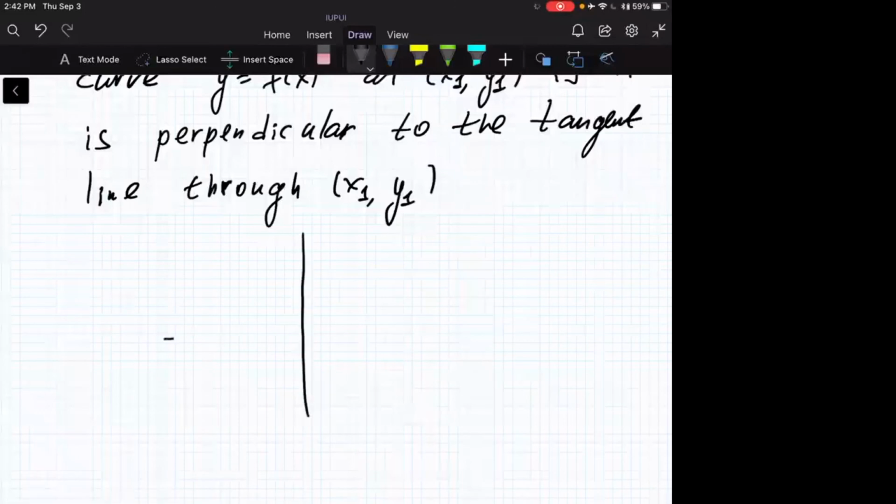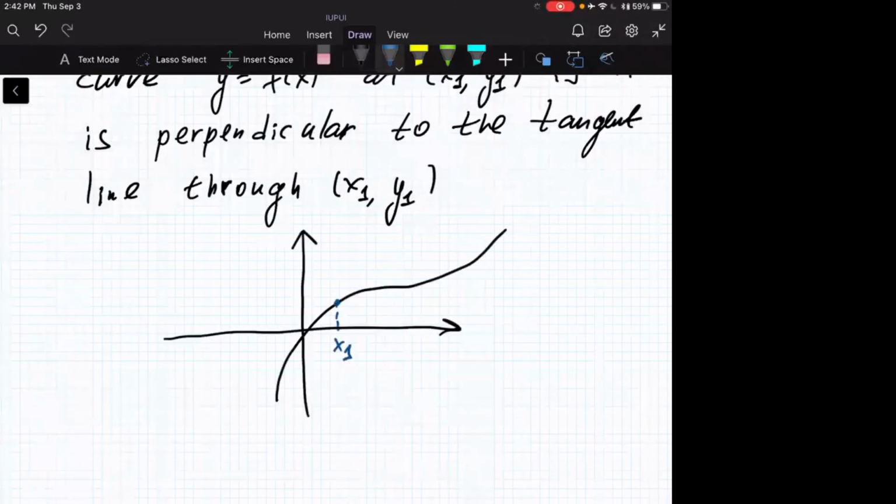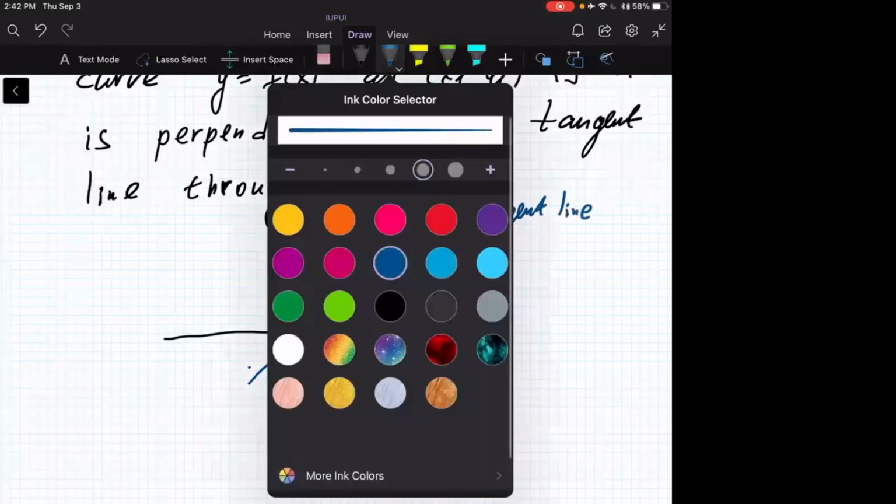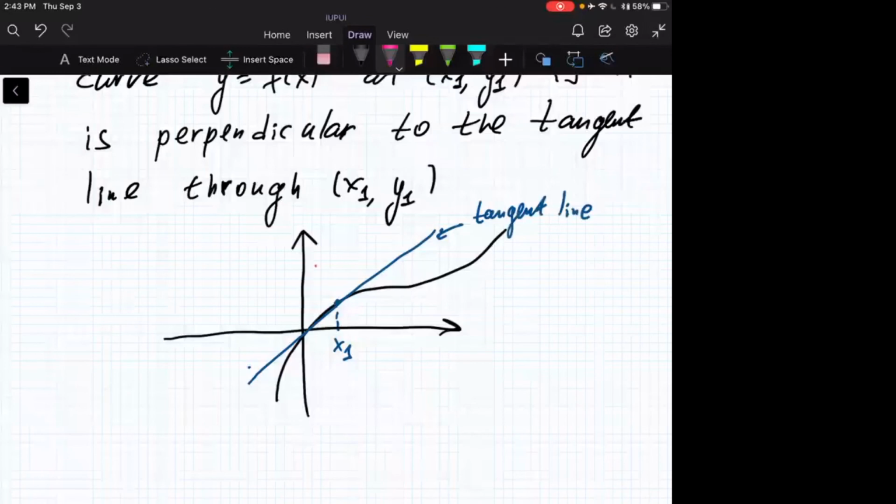So how to see it? This is the definition, of course, but why is it called normal? Suppose you have some function like that, and you're interested in this point, x1. So you draw your tangent line. This is the tangent. And the normal then will be the line that goes through the point x1 and is perpendicular to your tangent line.